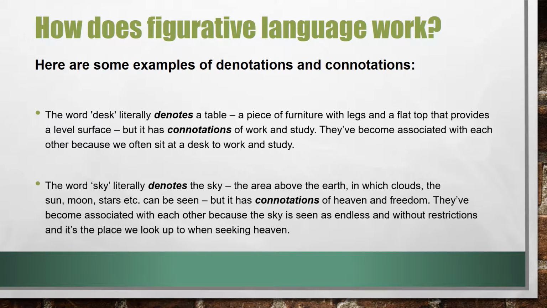Now, the word sky literally denotes the sky, the area above the earth in which the clouds, the sun, moon, stars, etc. can be seen. But it has connotations of heaven and freedom. They've become associated with each other like this because the sky is seen as endless and without restrictions, and it's the place we look up to when seeking heaven.